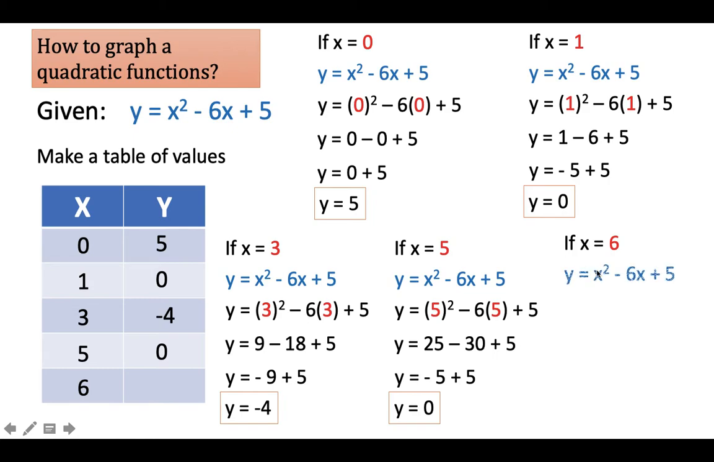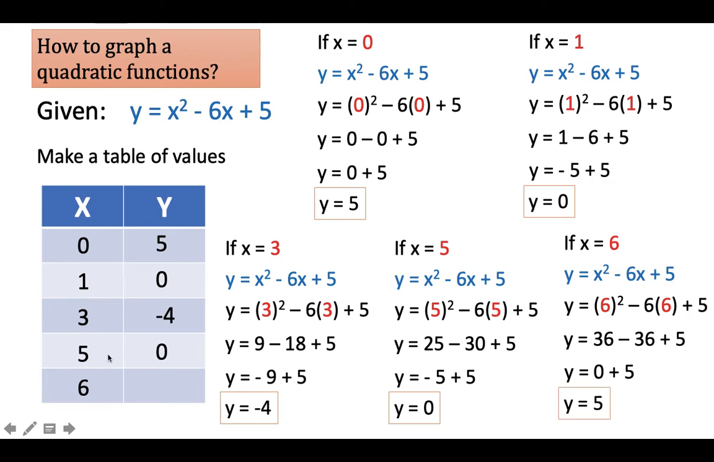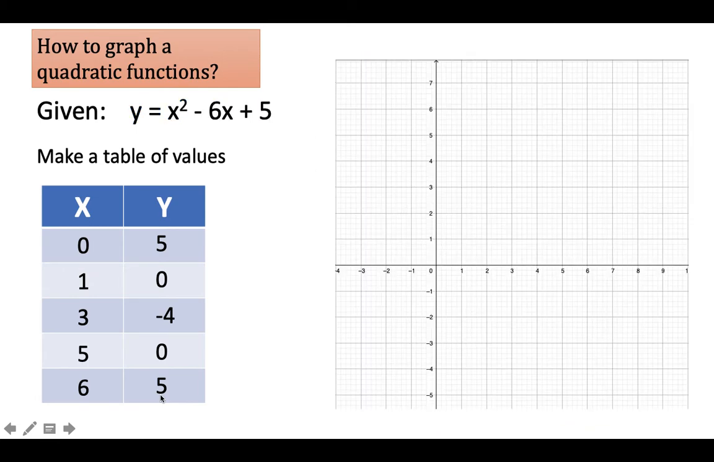What if x is 6? So using the same given, substitute. So 6 squared is 36, negative 6 times 6 is negative 36, then write down plus 5. 36 minus 36 is 0, plus 5 is positive 5. So if x is 6, y is positive 5. So the next step is we need a Cartesian plane. So we will now graph them.